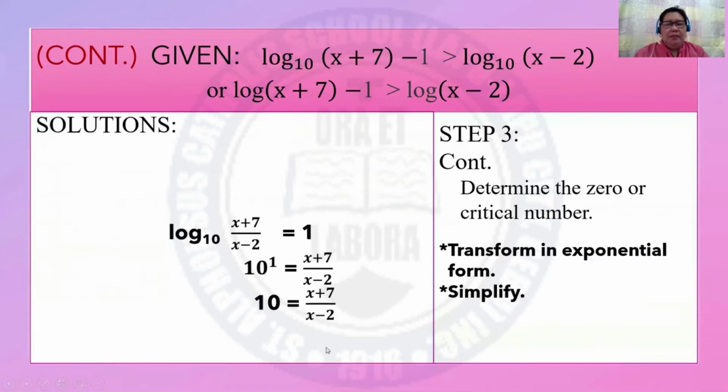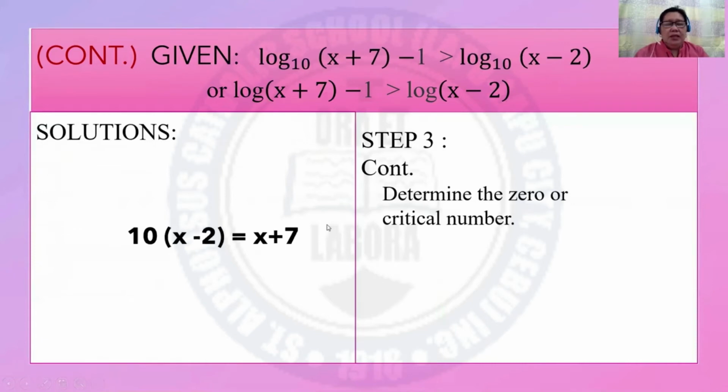And then copy. And then you cross multiply. So 10 times x minus 2. And then the denominator of 10 is 1. Multiply. So you have 1 times x plus 7 is x plus 7. So what we have, 10 times x minus 2 equals x plus 7. Let's continue the solution under step 3.